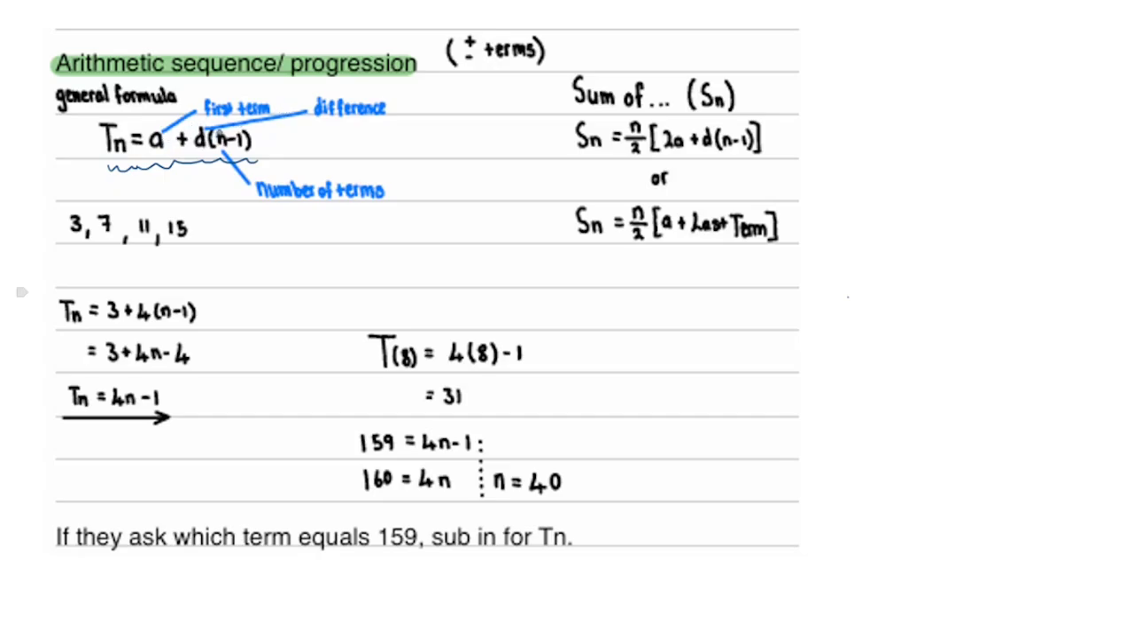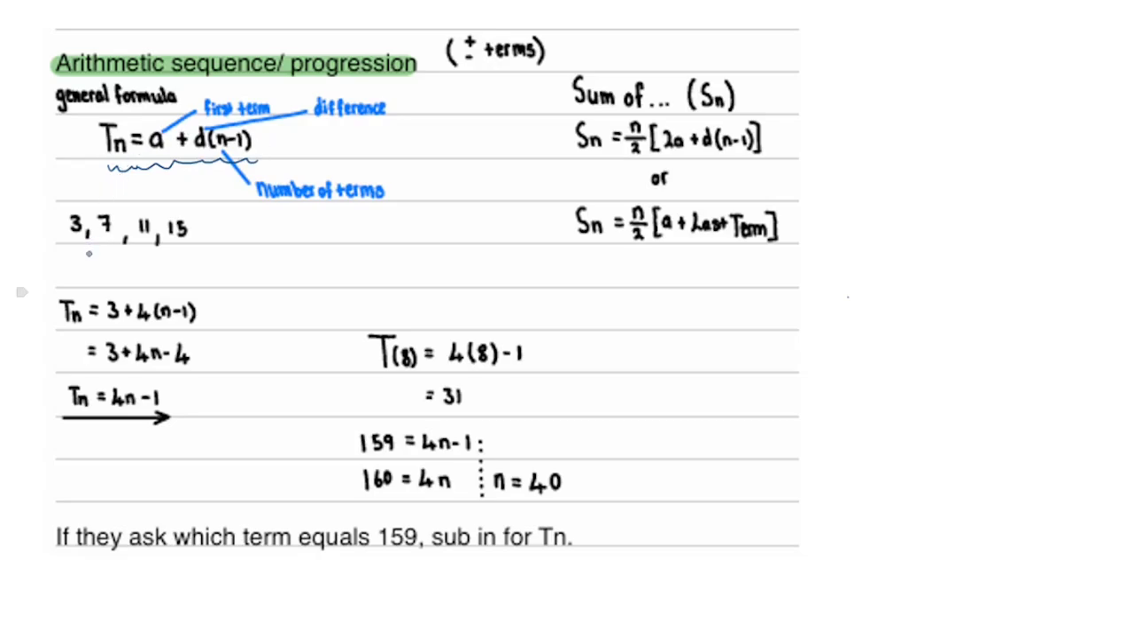Be careful with the difference. If it's going down by 3, your d would be minus 3. That's a common mistake my students make. And n is the number of terms. I'm going to anchor back to this formula to ensure I always get it right.